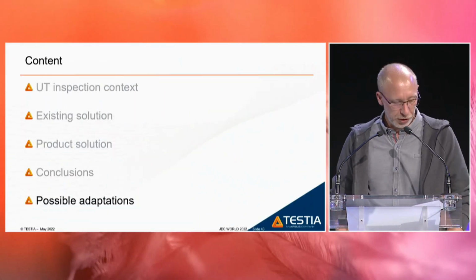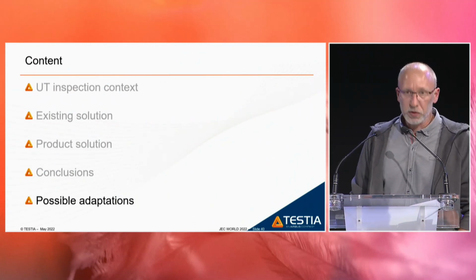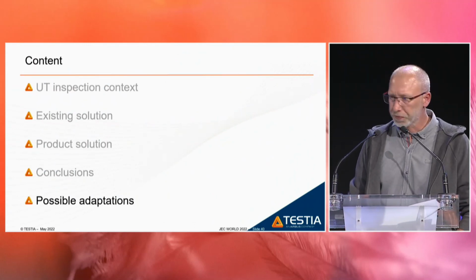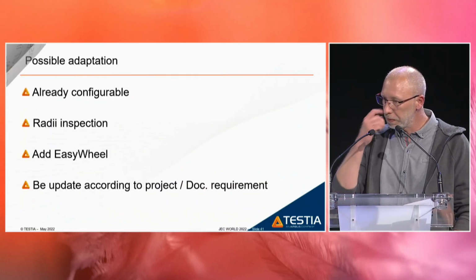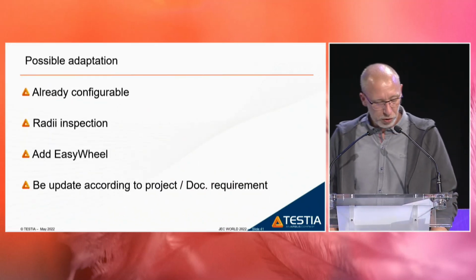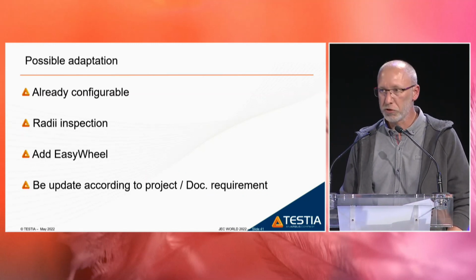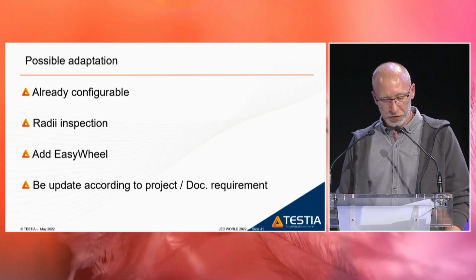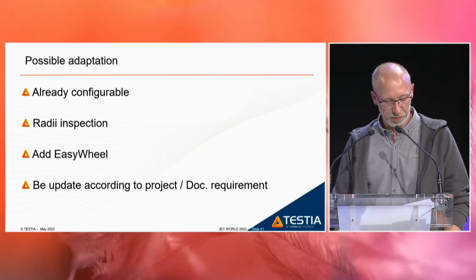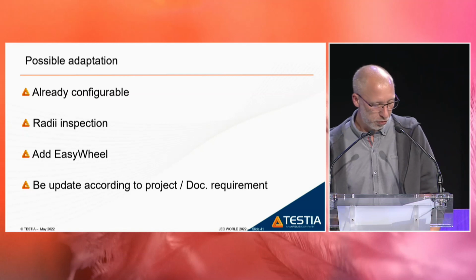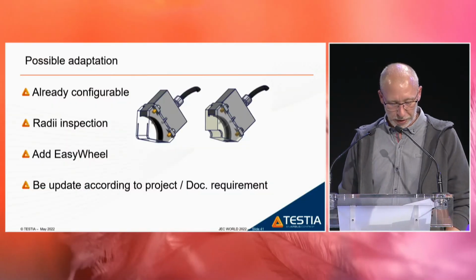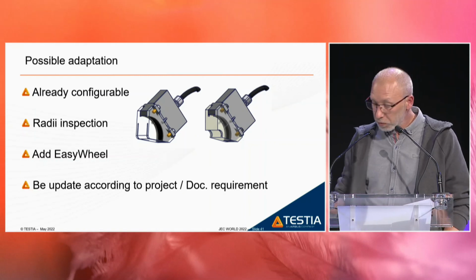To complete this presentation, some possible adaptations. By the conception of the software, the ScanEasy tool is already configurable to add some parts, however the structure. It means new UT setup, new reference standard, new equipment, and we have already used this feature. At this moment, we are working to add radii inspection by fast-door techniques. It must be available for concave and convex radii.